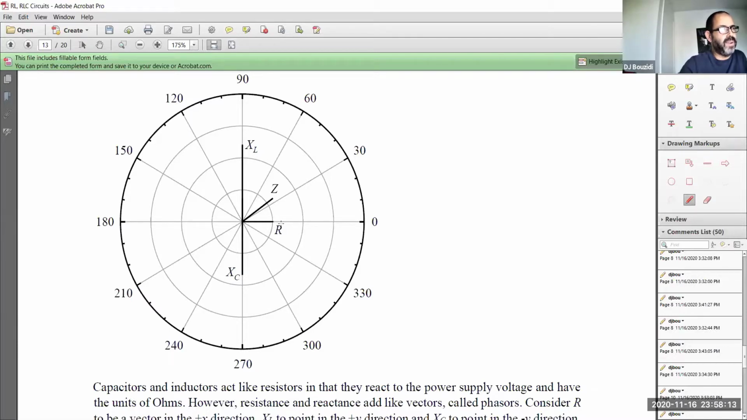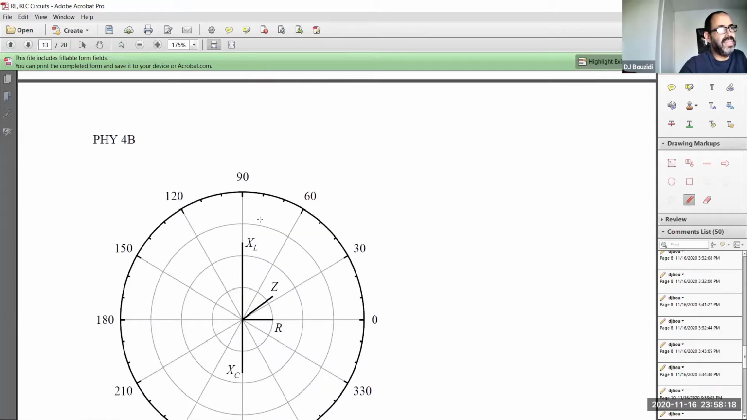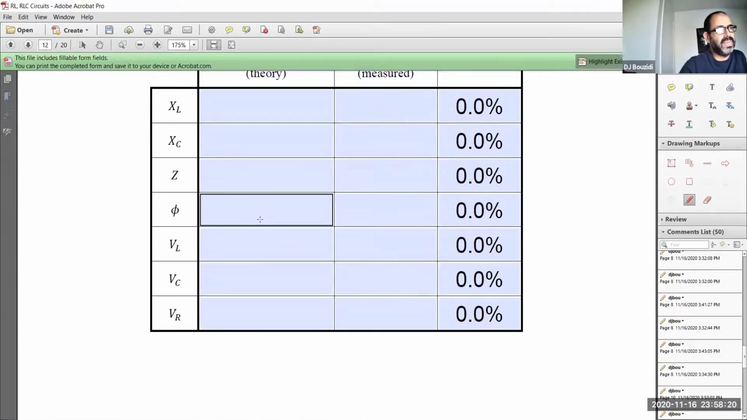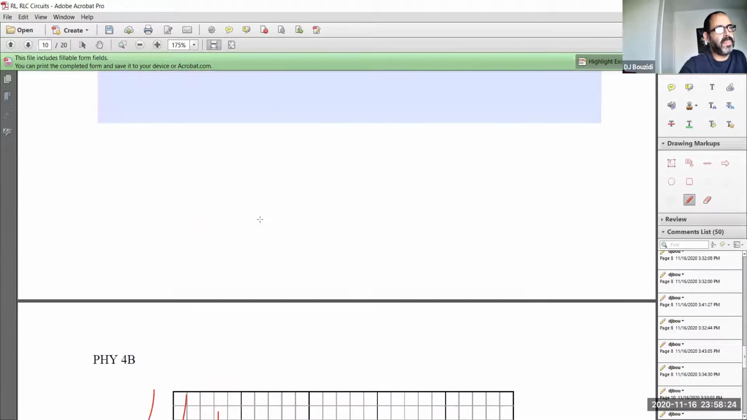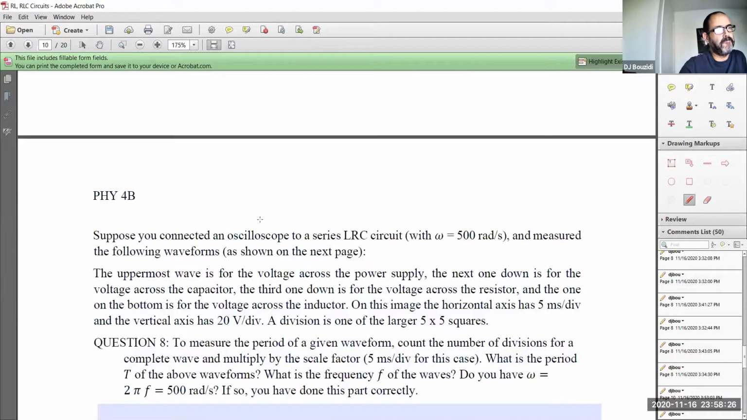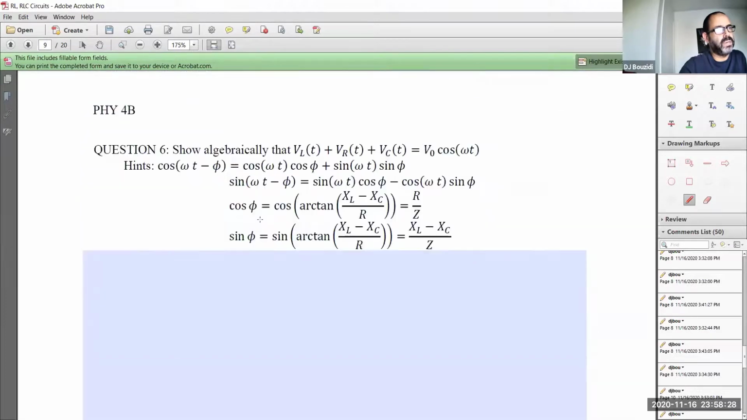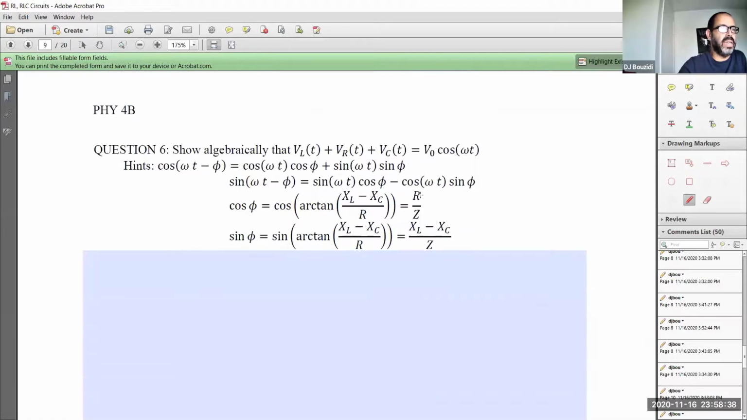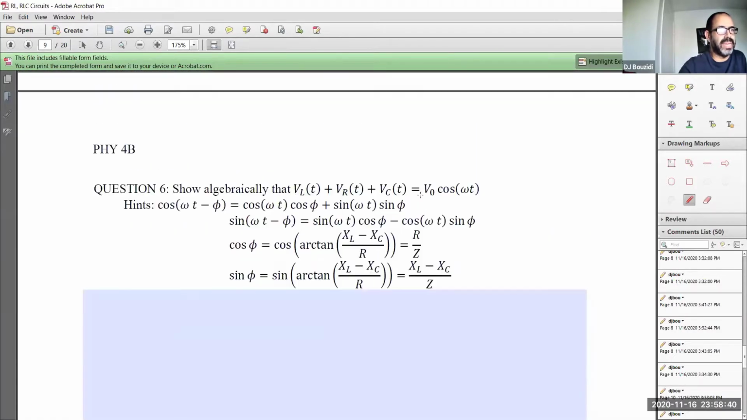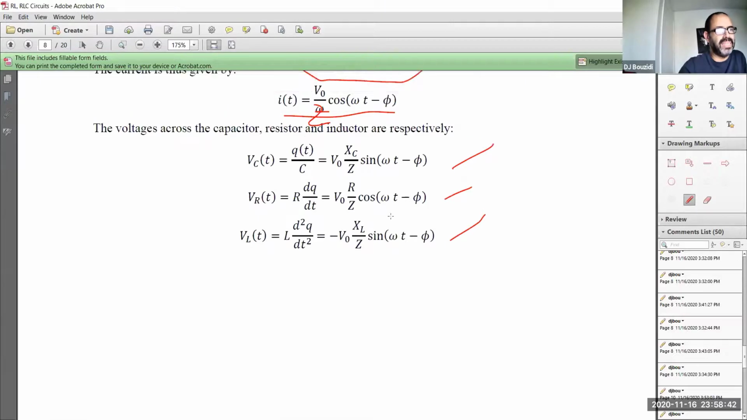Because it's a sine function, the XL has a minus. If you see that with the cosine, you have a minus in here, so it's actually shifted upward by 90 degrees, and we can see why that is. It's basically the same phase.